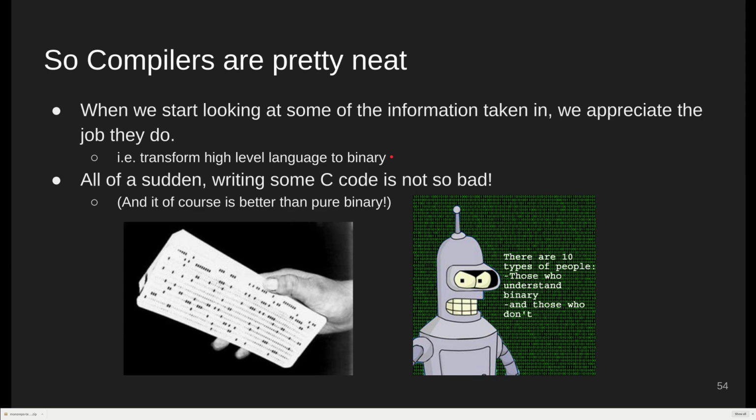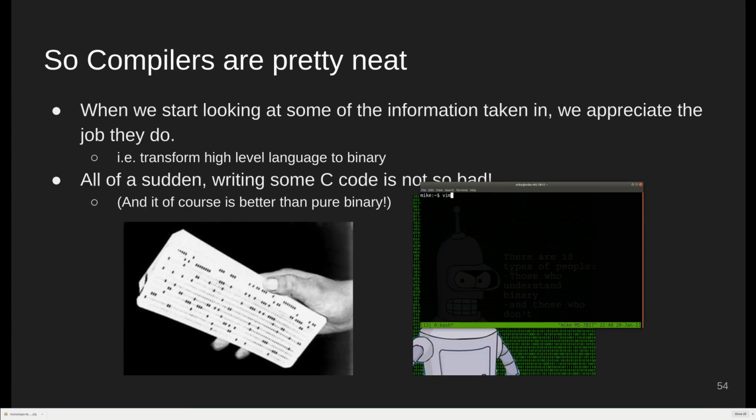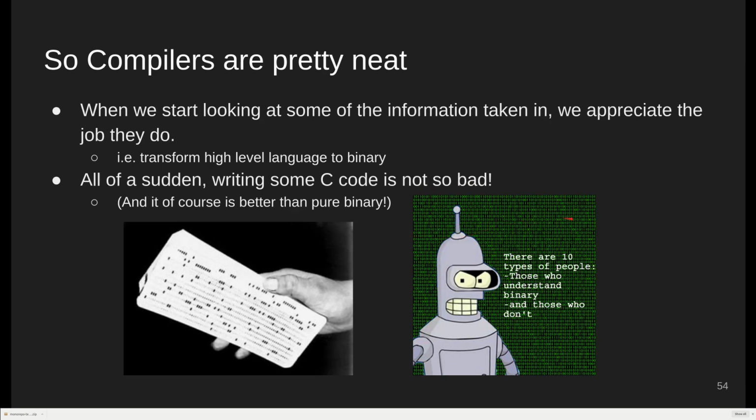We're going to look at some of the information that's taken in and really just appreciate the job that they do. The job of compilers is really just as translators that transform a high-level language like C to binary. Okay, so going from some language, whatever language you want, as long as it can get to binary, that's what the computer can understand. So all of a sudden, C code doesn't look too bad, right? If we just look again at this hello.c, we can sort of work our way through this. This doesn't look too bad. It's certainly better than writing code in ones and zeros.